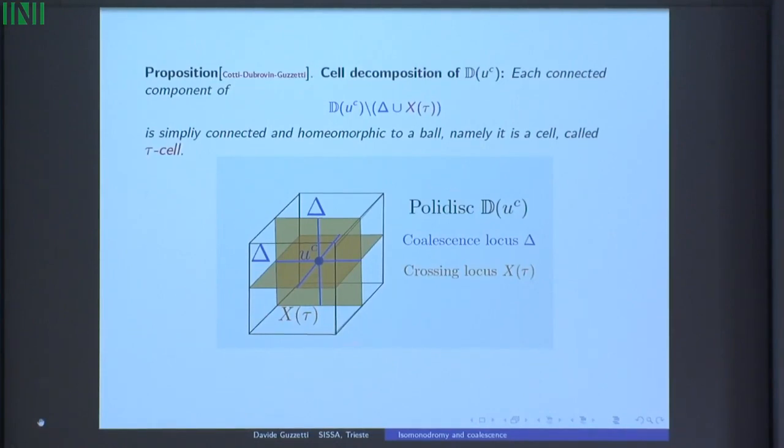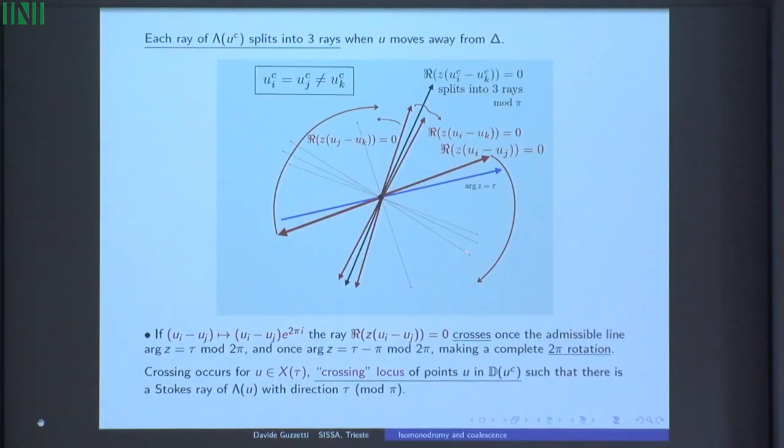This is a very schematic picture. So this is a polydisk. Of course, I cannot draw the polydisk in n complex dimensions, but there is a coalescence locus which passes through the center, and then there is this yellow or orange, I don't know, locus, which is the crossing locus. So when you are here and you go downstairs, you go through the crossing locus. This corresponds to the fact that a Stokes ray is crossing the admissible line.